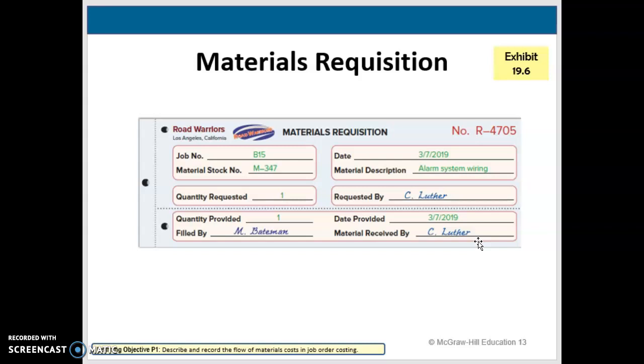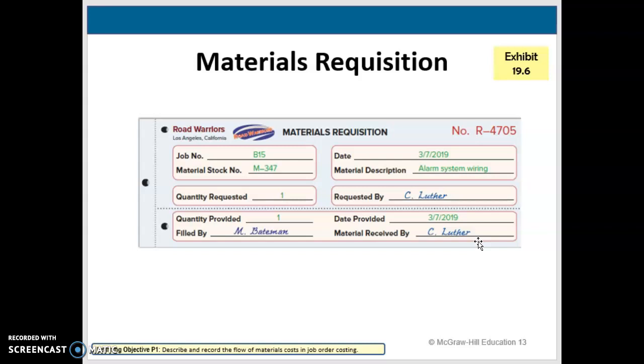So here we have one for an alarm system wiring for job B15 again. It is for indirect materials, and that means that it cannot be traced. So, I'm sorry, this one is for a direct material, so it's showing that it's for alarm system wiring, material number M347. One is requested by C. Luther. It's provided by the materials manager, M. Bateman, and then Luther is signing that they received it on a specific date.